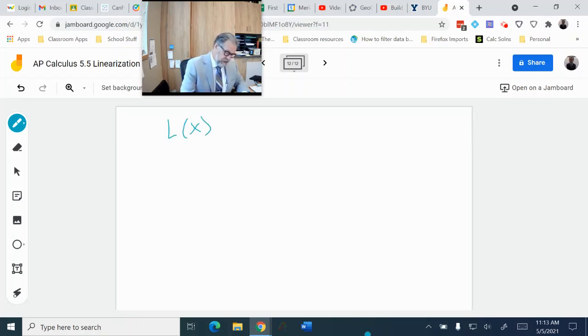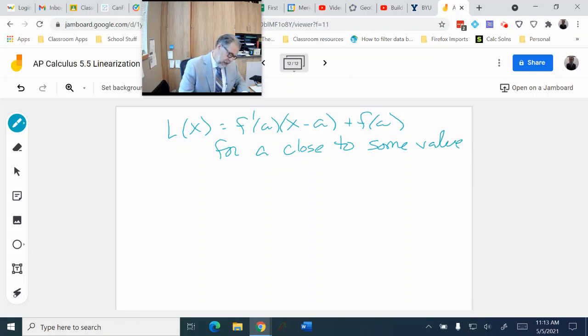Linearization, L of x, is the derivative at a times x minus a plus f of a. That's just point slope form for x close to a.